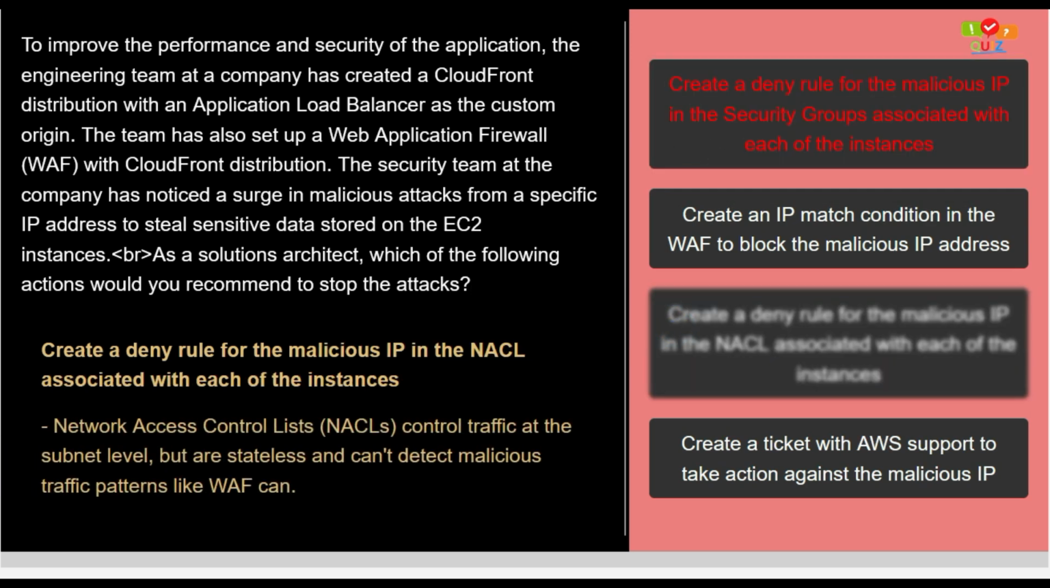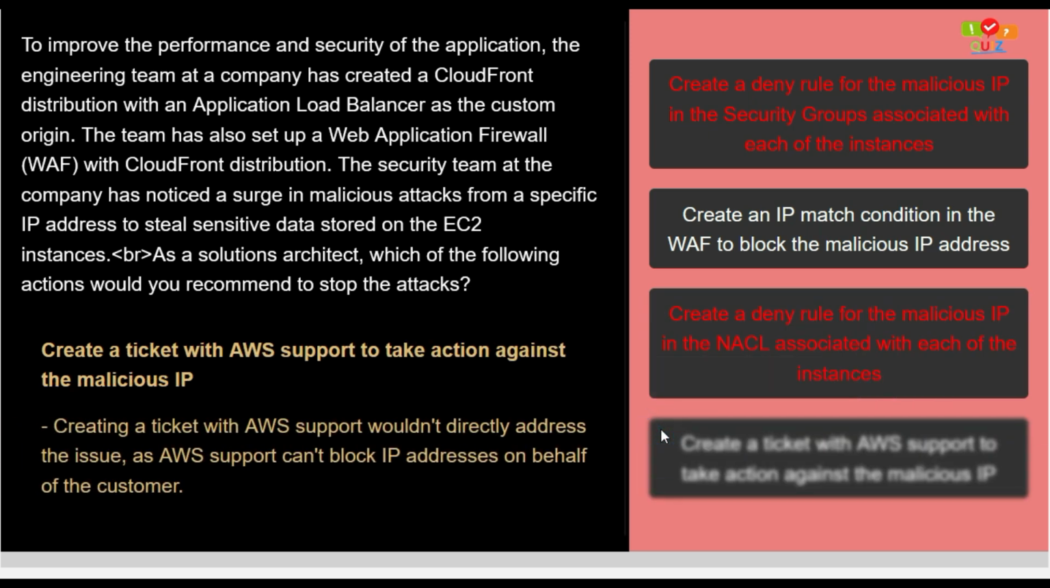Option 3, create a deny rule for the malicious IP in the NACL associated with each of these instances. So see, network access control lists, which is NACLs, control traffic at the subnet level but are stateless and can't detect malicious traffic patterns like WAF can. So this is not the correct answer. Option 4, which is create a ticket with AWS support to take action against the malicious IP. So see, creating a ticket with AWS support wouldn't directly address the issue, as AWS support can't block the IP addresses on behalf of the customer. So this is also your wrong answer.